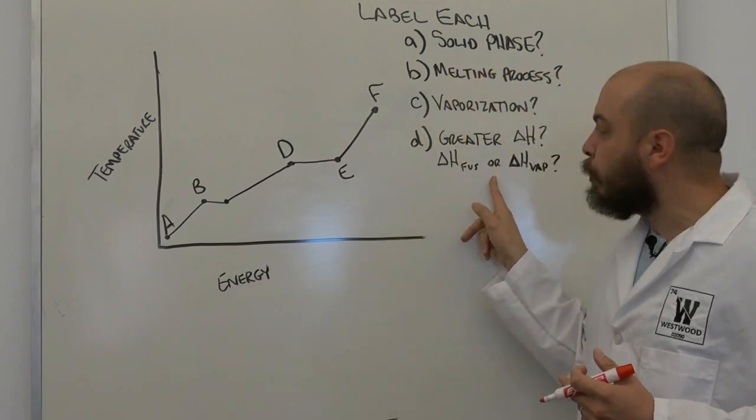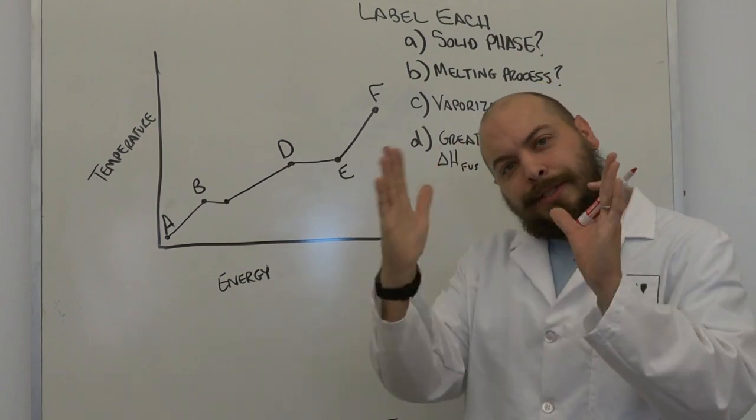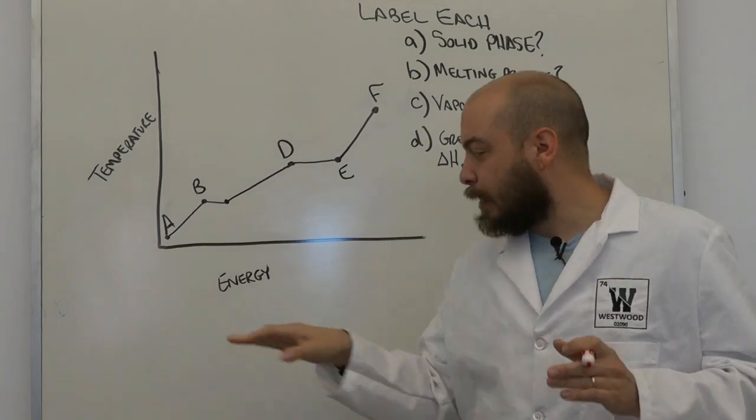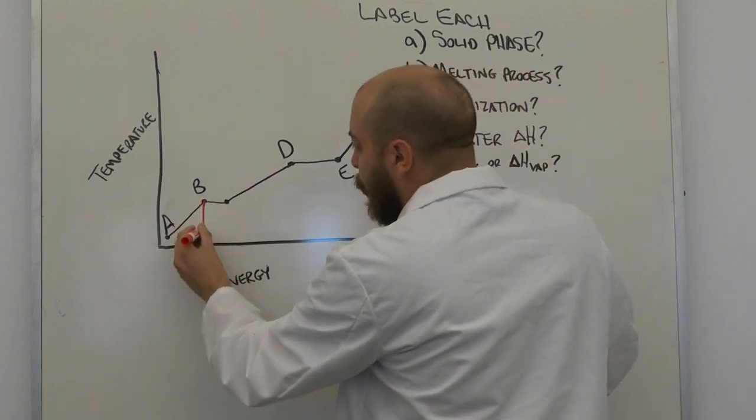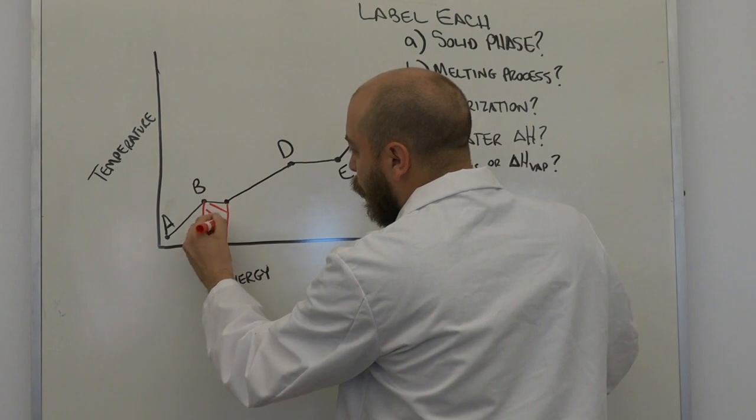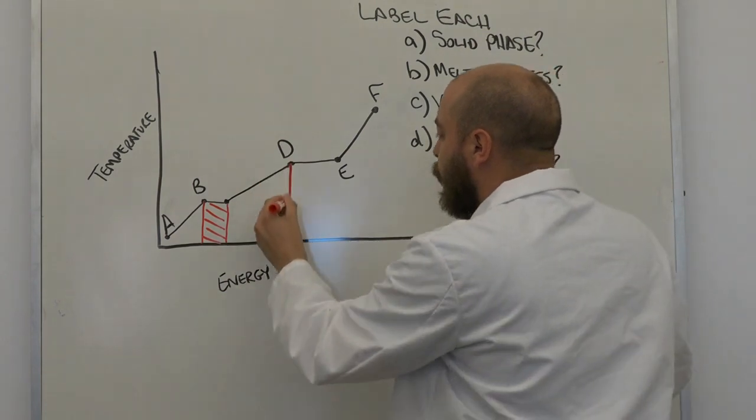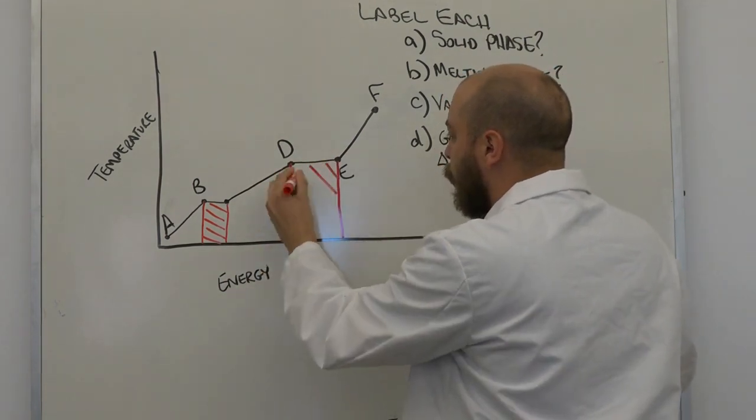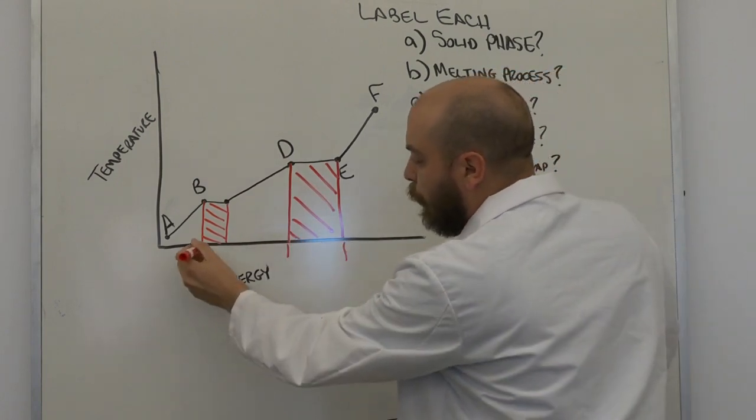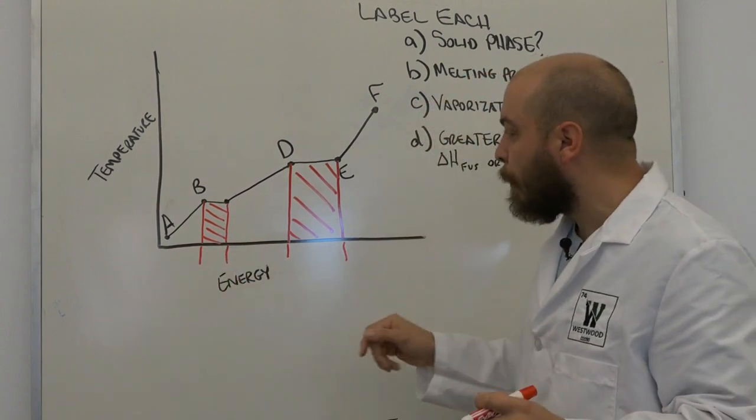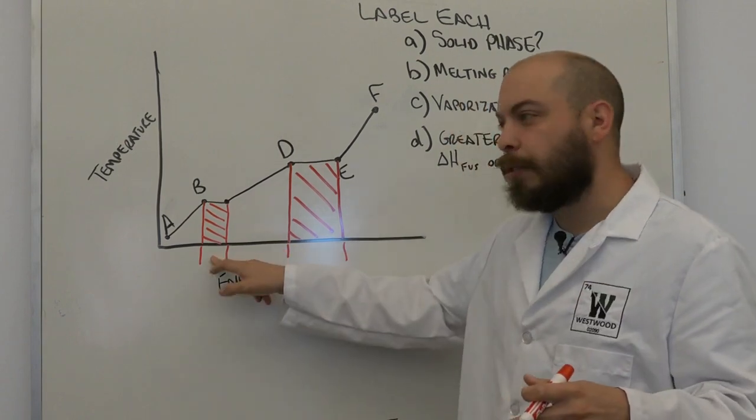Finally, which one in magnitude is greater, the delta H of fusion or the delta H of vaporization? Remember that the length of the lines of our phase changes represents how much energy had to have been added in order to go from one to the other. Notice from B to C, we've had to add that amount of energy. From D to E, we've had to add substantially more. So from that point to that point is longer than from that point to that point. Therefore, my delta H of vaporization is of a greater magnitude than my delta H of fusion.